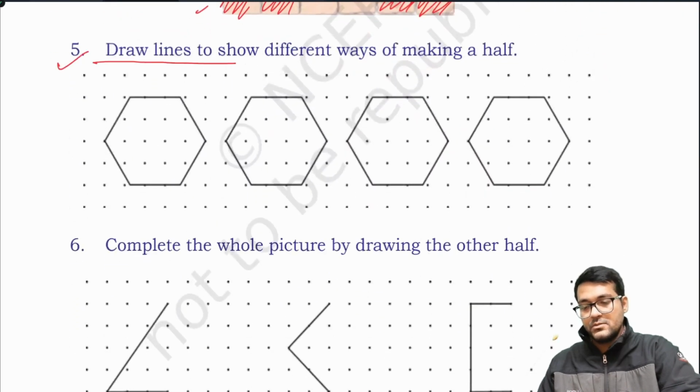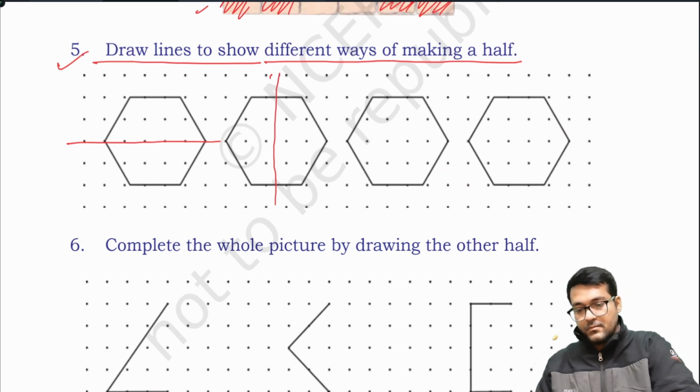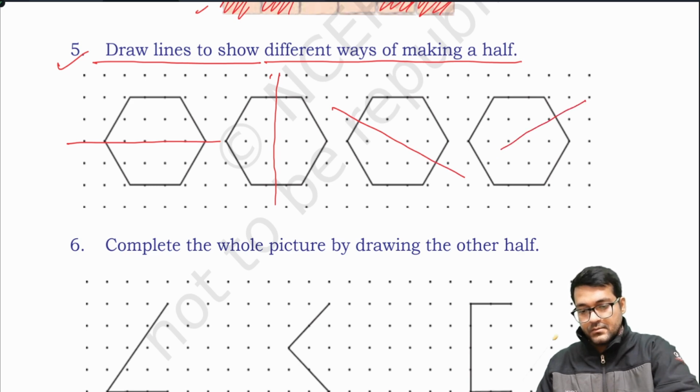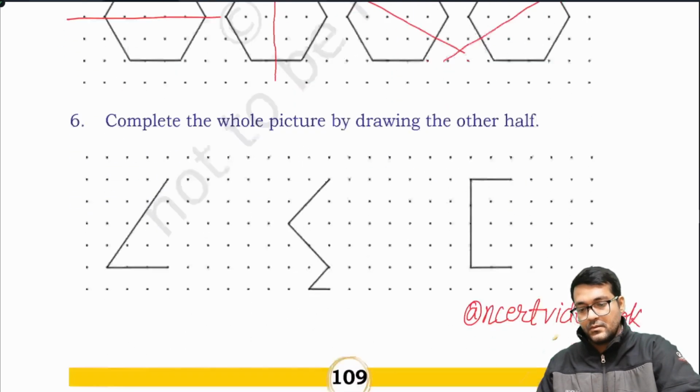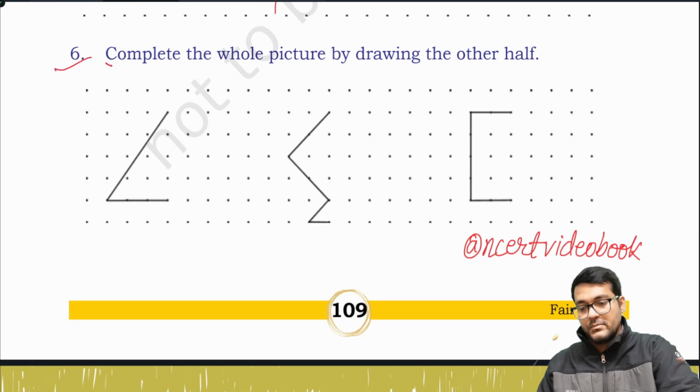5. Draw lines to show different ways of making a half. You can draw like this. You can draw like this. You can draw like this. Or you can draw like this. 6. Complete the whole picture by drawing the other half.